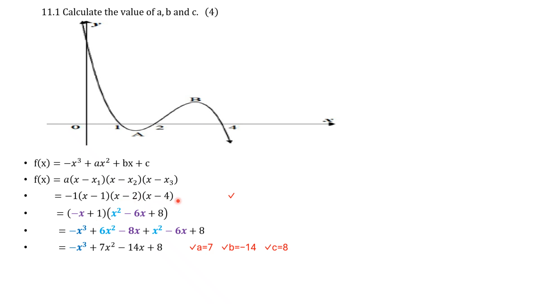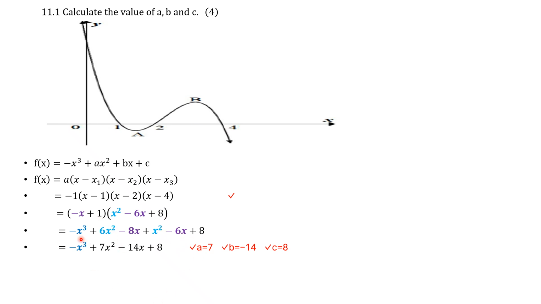Negative 1 times (x minus 1)(x minus 2)(x minus 4). If I multiply those two brackets, x times x is x squared, minus 2x and minus 4x, which gives me minus 6x. Negative 2 times negative 4 gives me positive 8. Then negative x times x squared gives me negative x cubed. Negative x times negative 6x gives me positive 6x squared. Negative x times 8 gives me negative 8x. 1 times x squared simply stays x squared. 1 times negative 6x gives me negative 6x. 1 times 8 gives me 8.